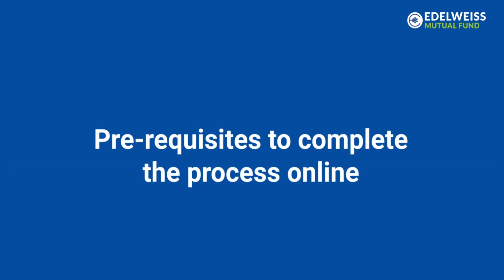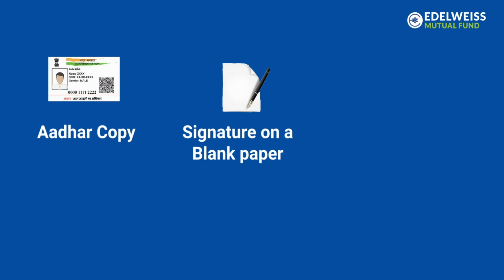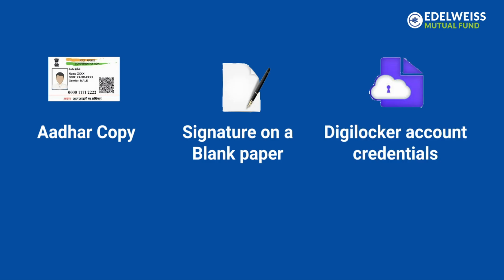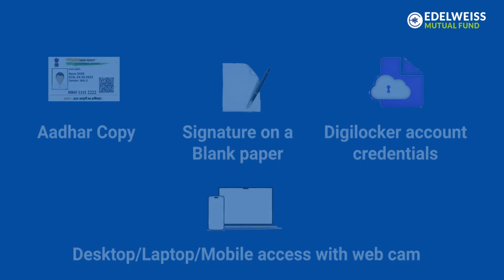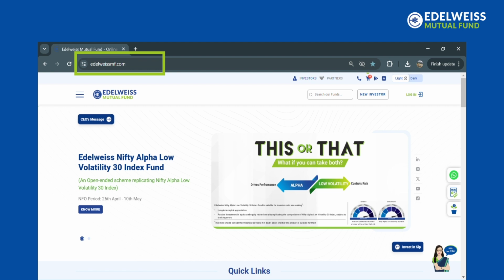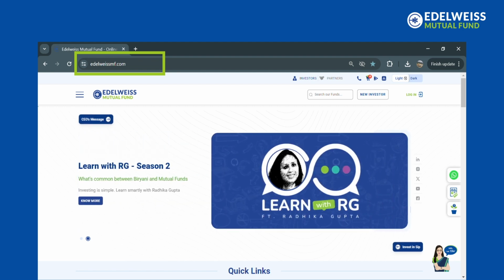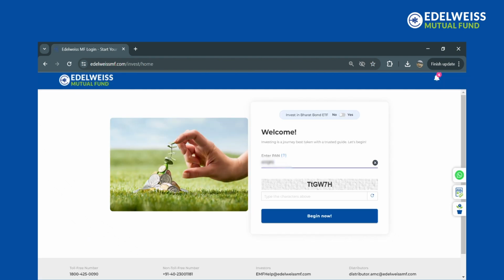Prerequisites to complete the process online. You need Aadhaar copy, signature on white blank paper, DigiLocker account credentials, desktop, laptop, or mobile access with a webcam. How to validate your KYC? Visit our website www.edelweissmf.com. Click on Login from top right corner. Enter your PAN, enter CAPTCHA and click on Begin Now.